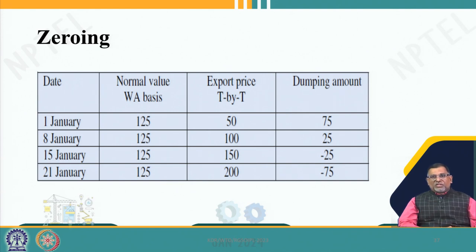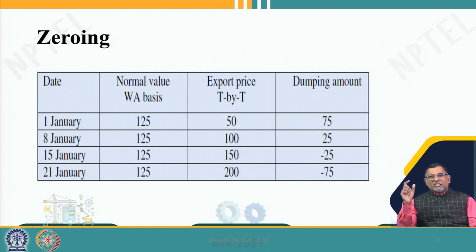For the example given in this particular table, you can see the transactions and the normal values and different transaction dates. The normal value is the same, and the export price on these particular transactions is found to be different. Then you get the dumping margins of 75, 25, minus 25 and minus 75. So, if you calculate the total dumping margin, it is to be 0. But what do these countries do? These countries put minus 25 and minus 75 as 0, so that they can always find a dumping margin according to what they want.